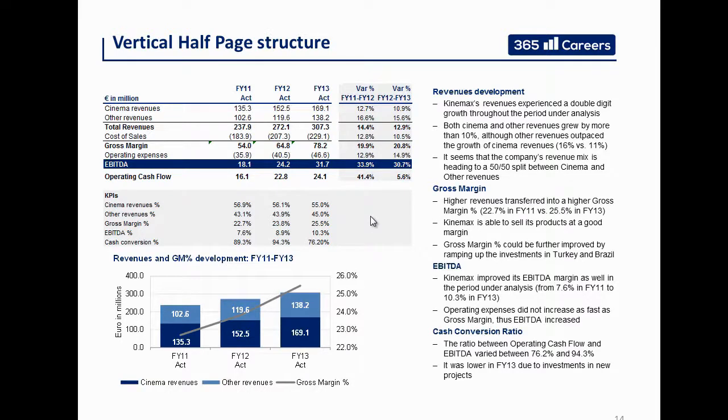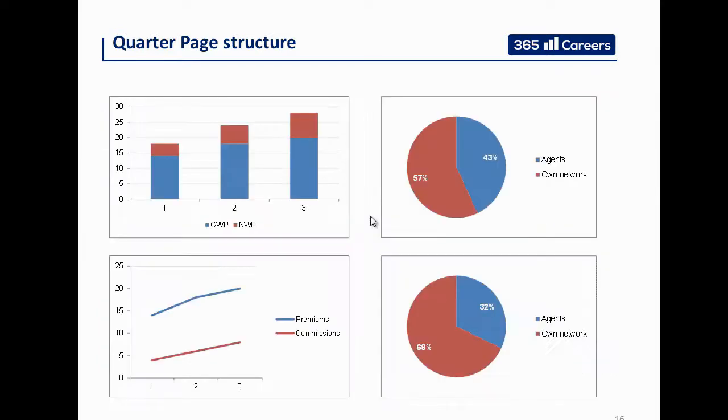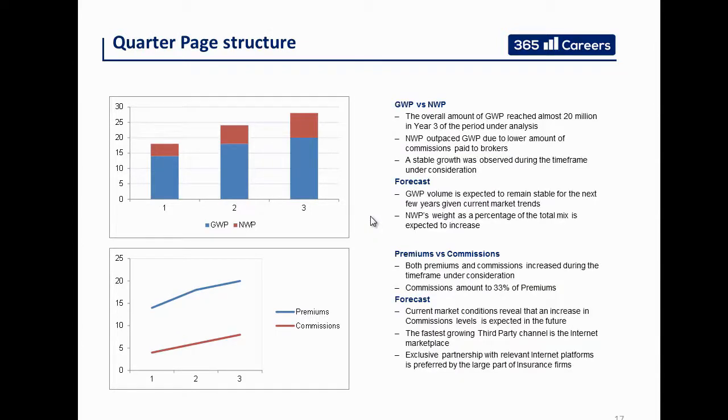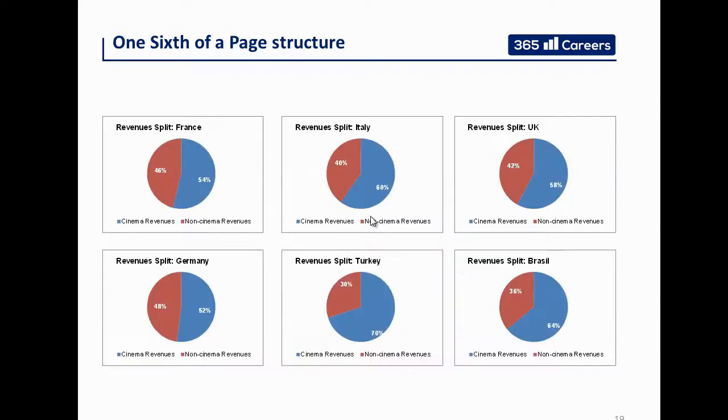Quarter page. A very popular format, often used in order to save space. Typically, we would see either 4 separate pages with content, as we have here, or 2 pages with content on the left and 2 pages containing text description on the right. 1/6 of a page, a format that is often used in order to show a series of charts.